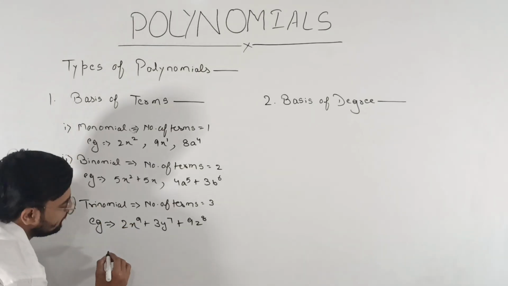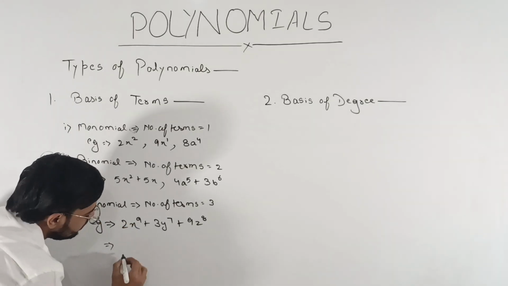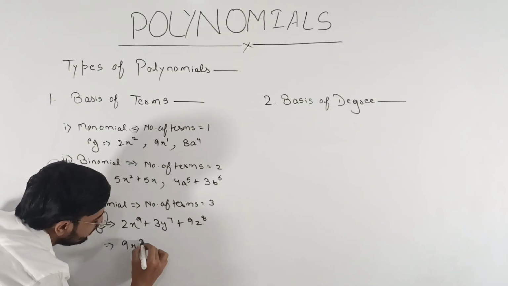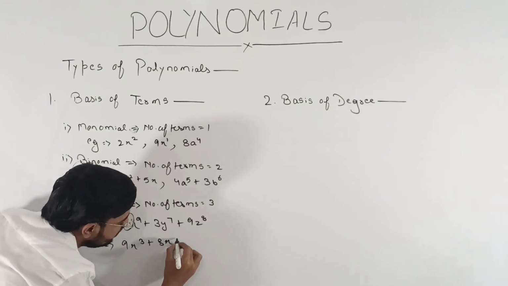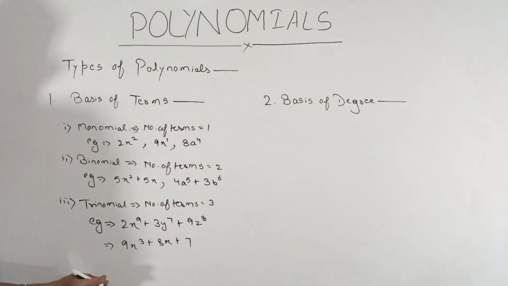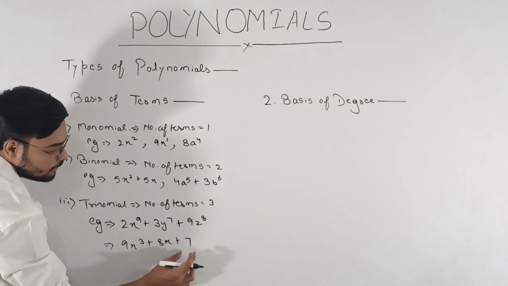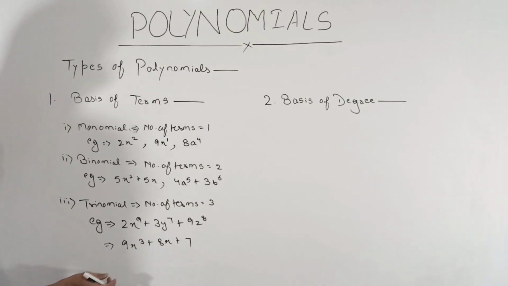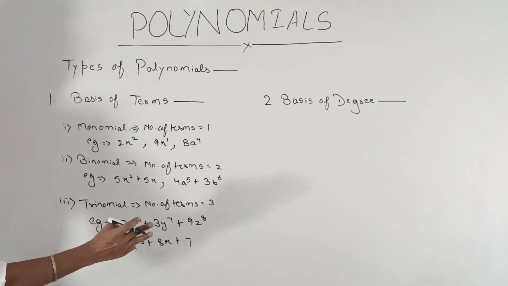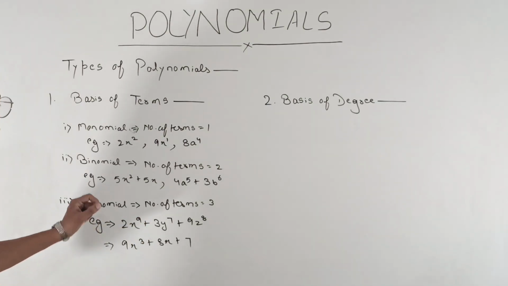Look at one more example. Suppose you have 9x cube plus 8x plus 7. Now look, in this polynomial there are also three terms. First term 9x cube, second term is 8x, and last term is 7. So number of terms is 1, 2, 3. There are a total of 3 terms. That's why this polynomial is called trinomial.